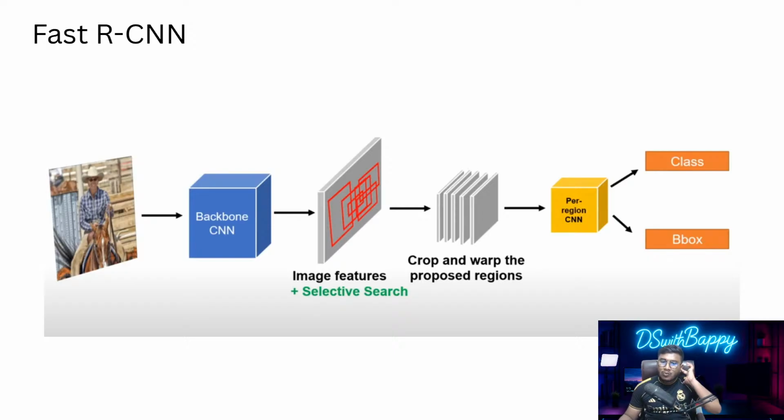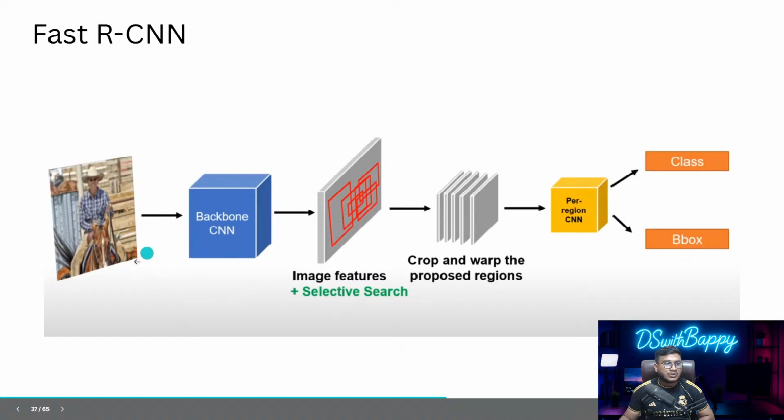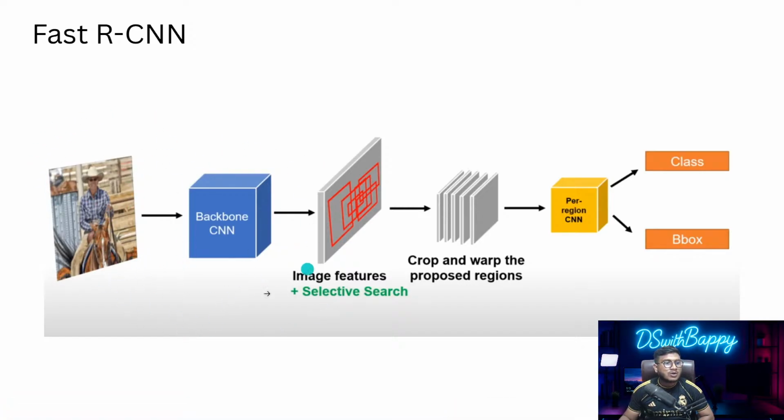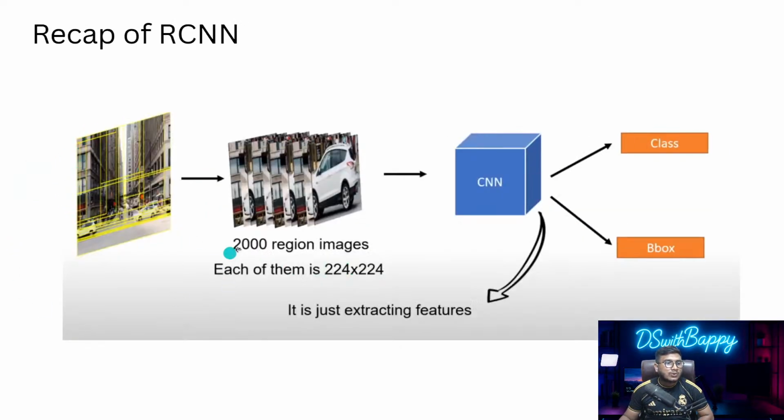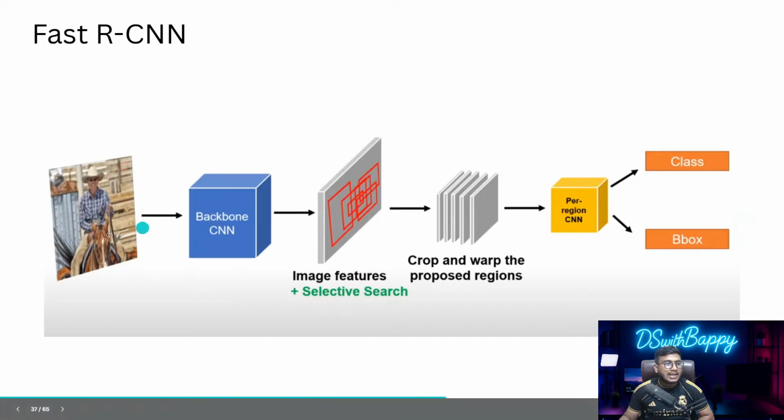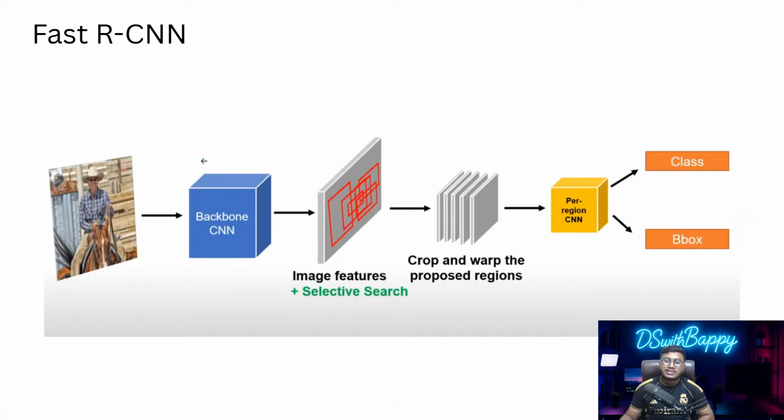Got it? Now, why is it faster than your RCNN? Because here we only do one-time convolution. That means here we only have one image. But in the RCNN, you have 2000 images that you have to run the convolution on. Here you only have one image, so the convolution operation is done one time. That's why it is faster than the first RCNN. I hope you got it right.